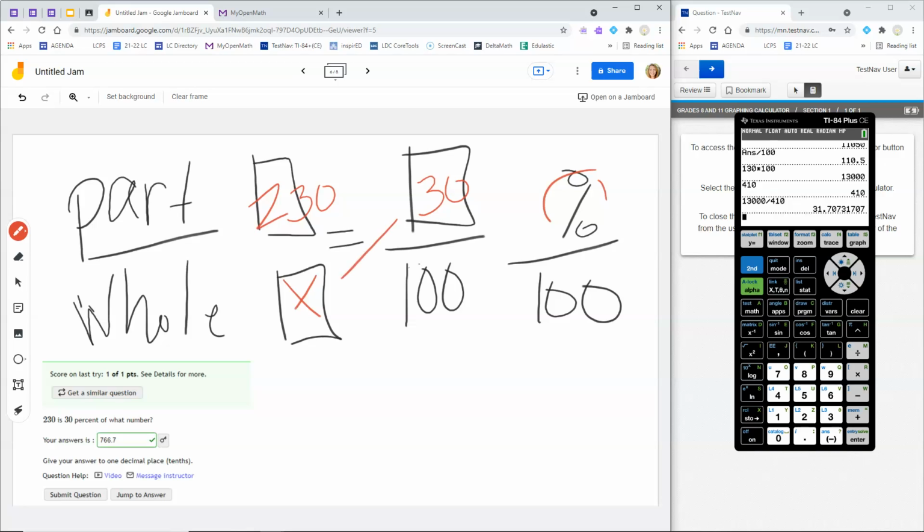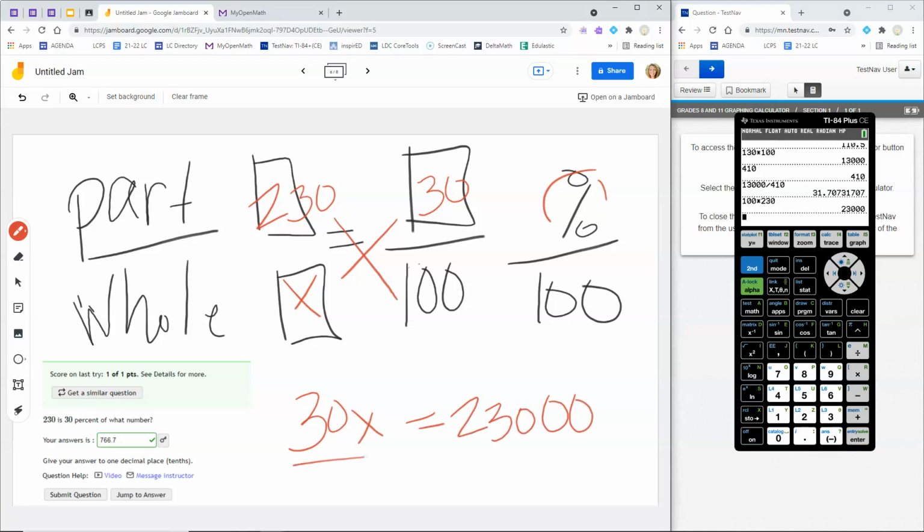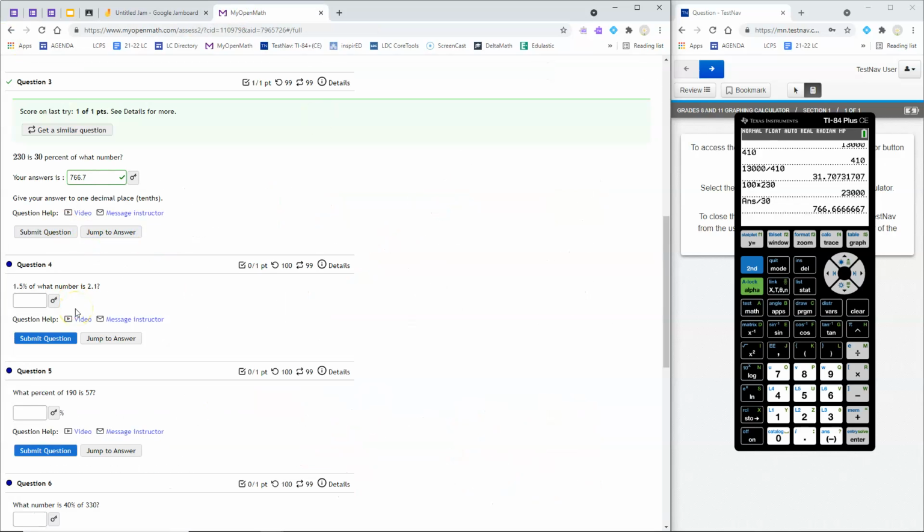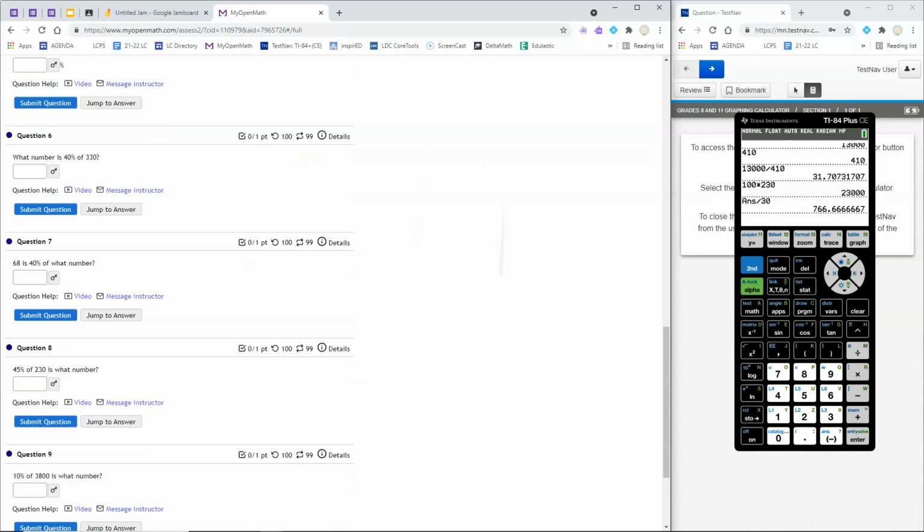So cross multiply, 30 times x is 30x. Cross multiply this way, 100 times 230 is 23,000. Divide both sides by 30. And I get 766.7, which is what we got before, right? 766.7. So, all right, on to the next one. 1.5% of what number is 2.1? You guys can do this. All right, I'm going to show you this last one, and I'm going to let you try the rest.